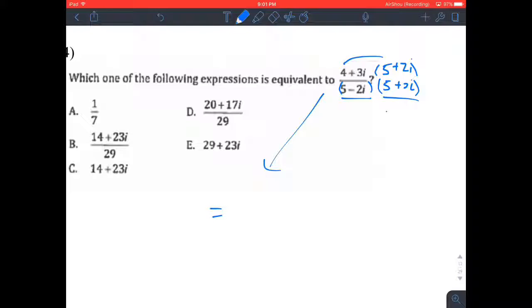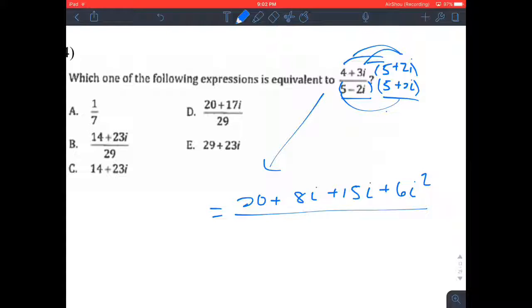Using the distributive property, we're going to have 4 times 5, which is 20. 4 times 2i, which is 8i. 3i times 5 is 15i. 3i times 2i is going to be 6i squared. Our denominator, we got 5 times 5, which is 25. 5 times 2i is plus 10i. And then we have negative 2i and 5 is minus 10i. Negative 2i and a plus 2i is a negative 4i squared.